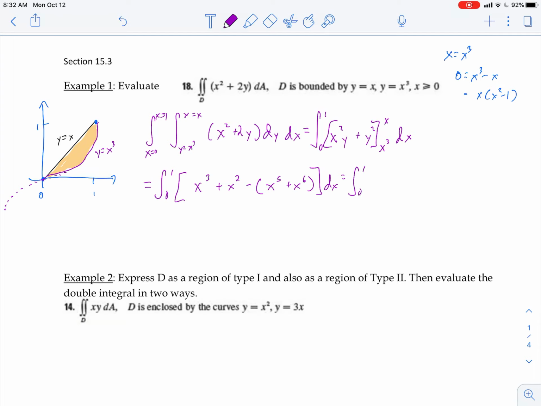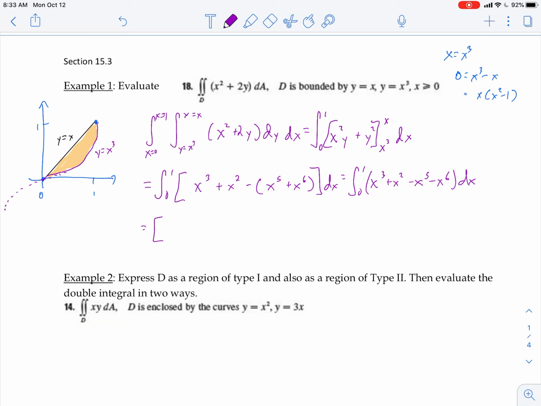0 to 1, I'll just read x cubed plus x squared minus x to the 5th minus x to the 6th. Again, you don't have to write it in descending order in terms of exponents. Just go ahead and keep it that way. And then let's go ahead and integrate it again.